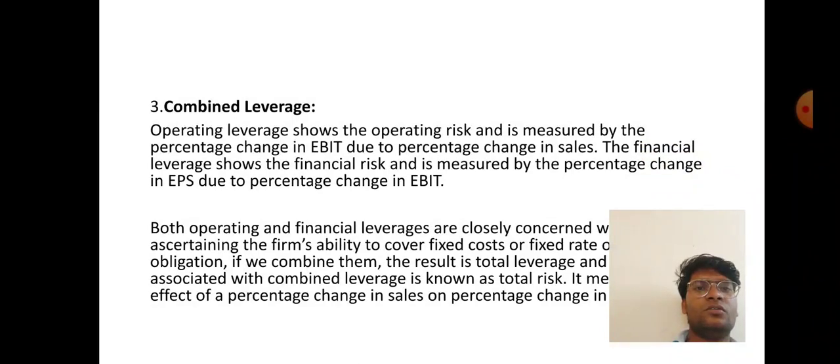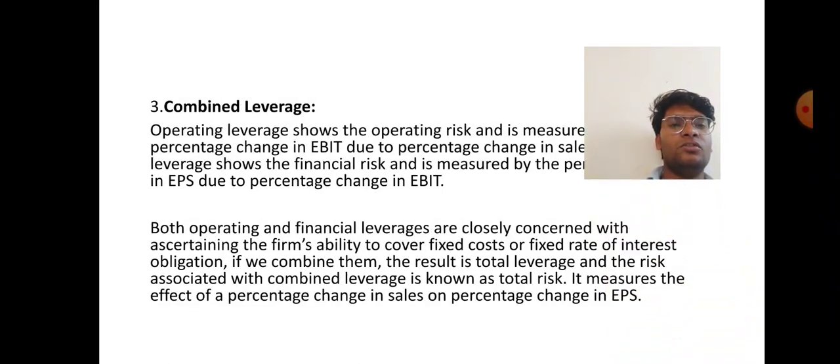Combined leverage. Operating leverage reflects the operating risk, measured by the percentage change in EBIT due to the percentage change in sales. Financial leverage reflects the financial risk, measured by the percentage change in EPS due to the percentage change in EBIT. Both operating and financial leverage are closely concerned with the firm's ability to cover fixed costs and fixed interest obligations. If you combine them, the result is total leverage, and the risk associated with combined leverage is known as total risk, measured by the percentage change in EPS due to the percentage change in sales.